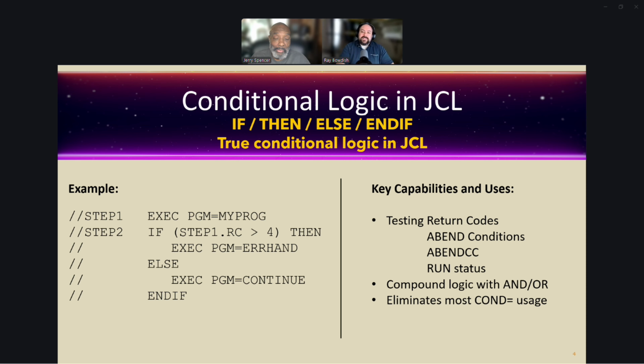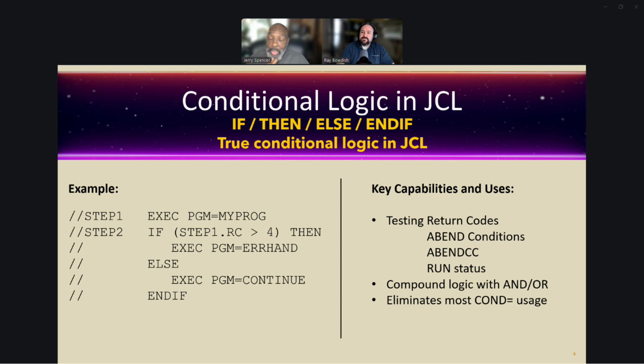And so what you can do with this is you can test return codes. You can check if there was an abend condition. You can even check the abend condition code. And then something called a run status. That one I've actually not used before, Jerry. What is a run status?